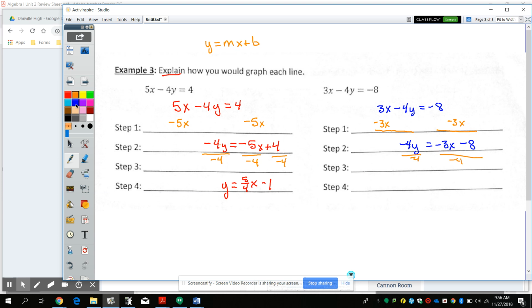If I divide everything by negative 4, this first part becomes y. Negative 3 divided by negative 4 is going to be positive, and we're just going to leave it like this, 3/4. And negative 8 divided by a negative 4 is going to be a positive 2. And so there you have example 3 worked out.